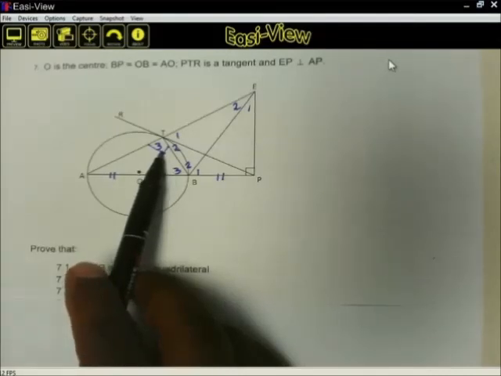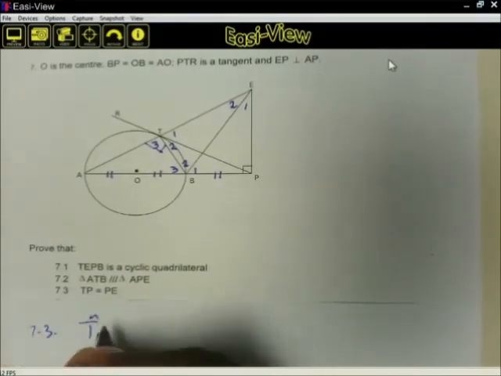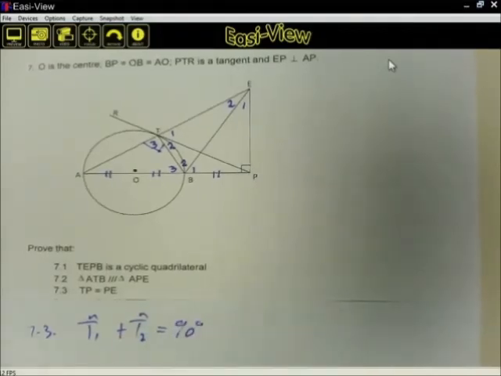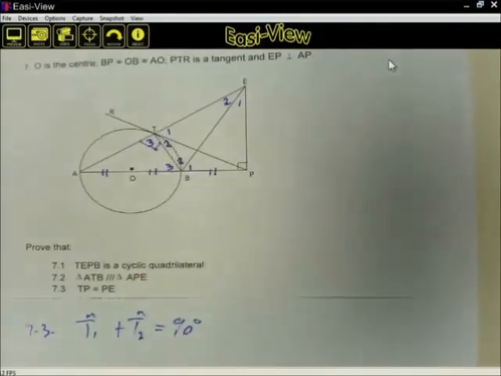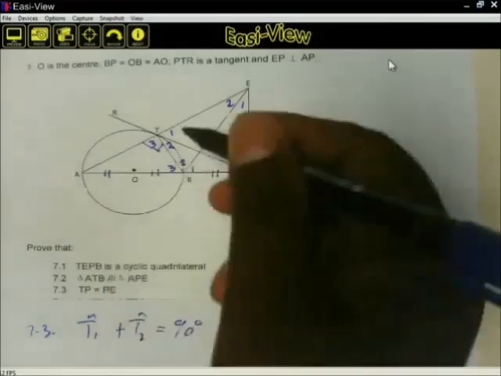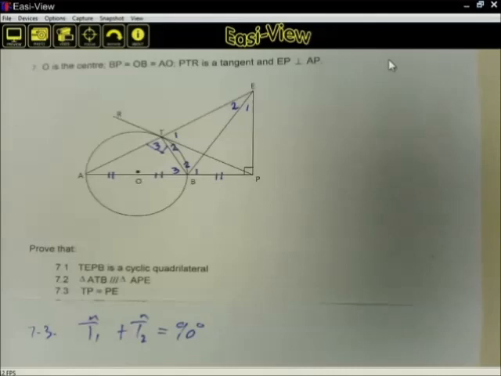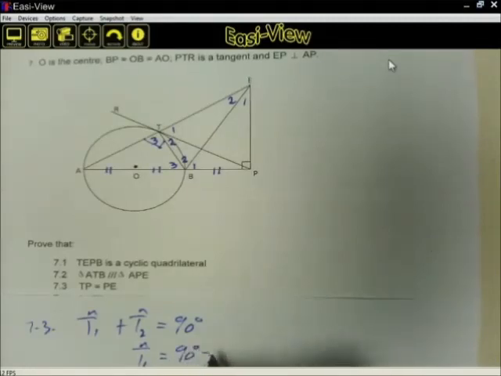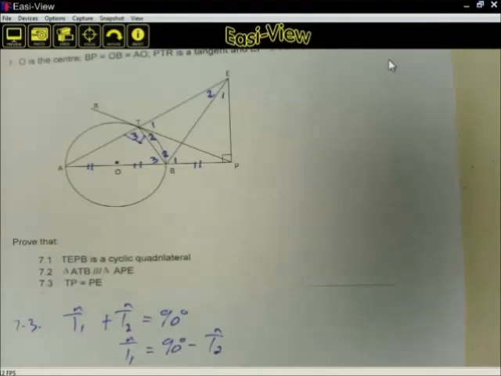Therefore, if T3 is equal to 90 degrees, it means we are now in 7.3, angle T1 plus angle T2 also gives you 90 degrees. These are angles on a straight line. Remember, T3 is 90, therefore T1 plus T2 is also 90, because you add them all together, they give you 180 degrees, angles on a straight line. Therefore, if you make T1 the subject of the formula, T1 will be equal to 90 degrees minus angle T2.